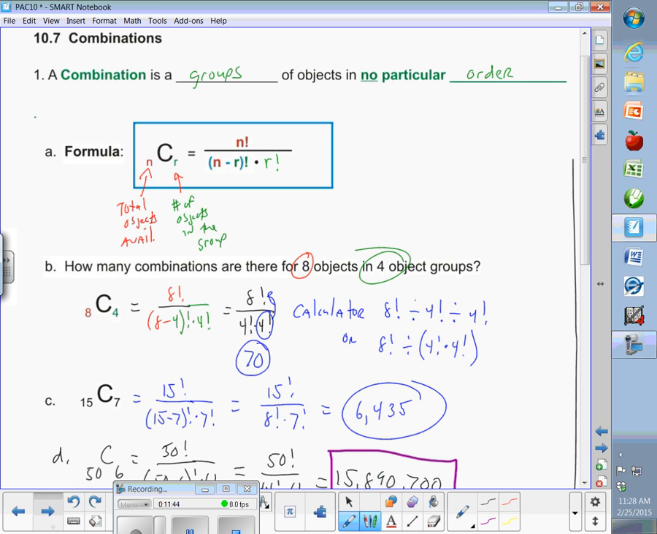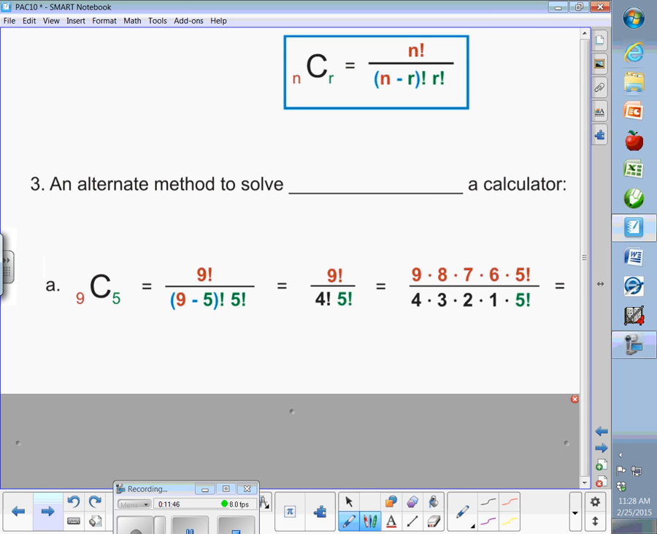And you always get fewer possibilities for a combination than a permutation. Okay, one more thought, alternate method. So I just want you to be aware of how things work out, alternate method. All right, there's our regular combination formula right up there at top. And we know how that goes. So this alternate method is solving without a calculator.